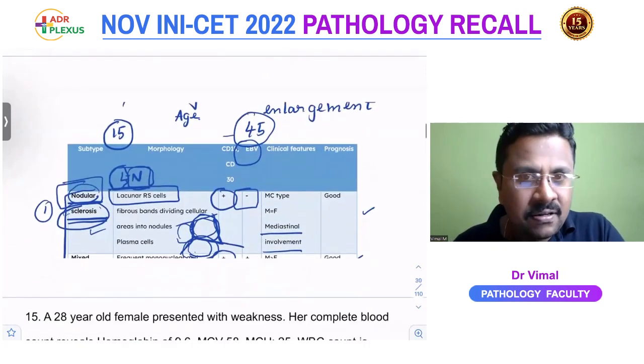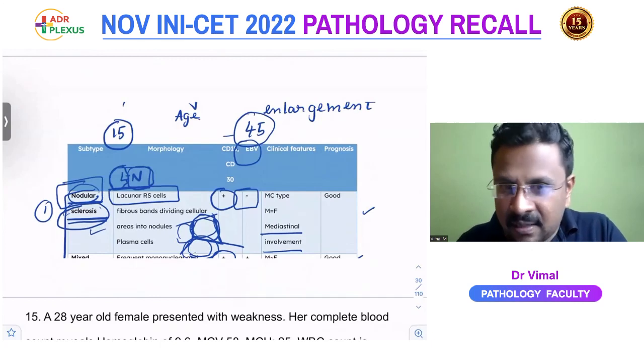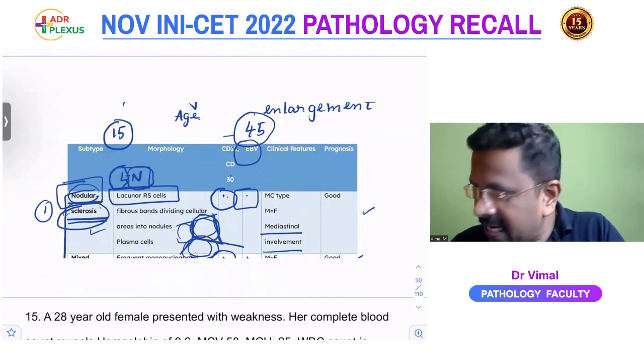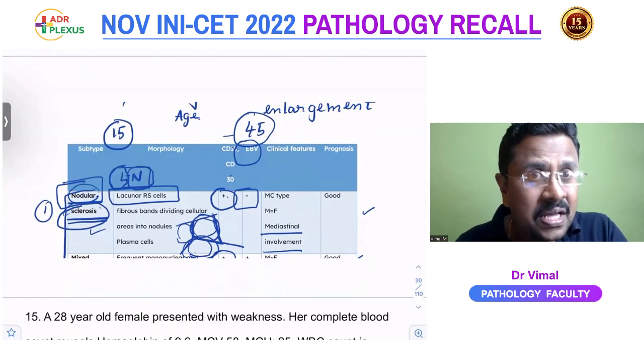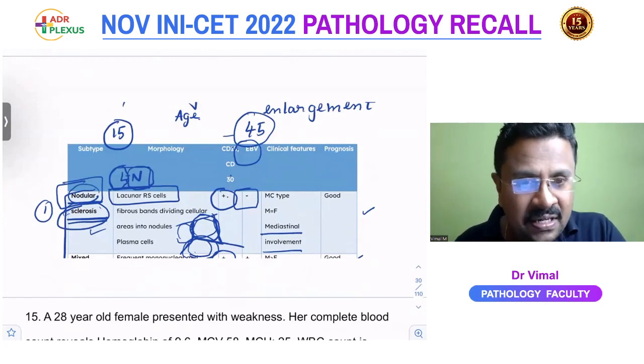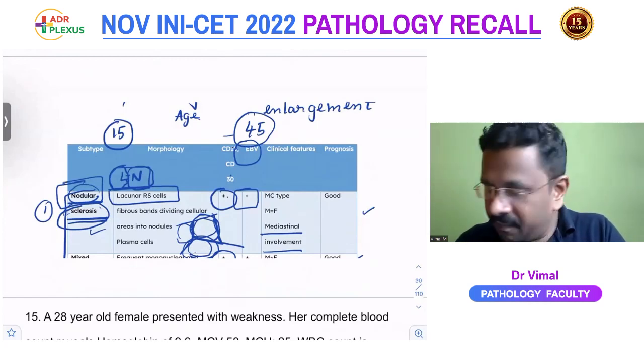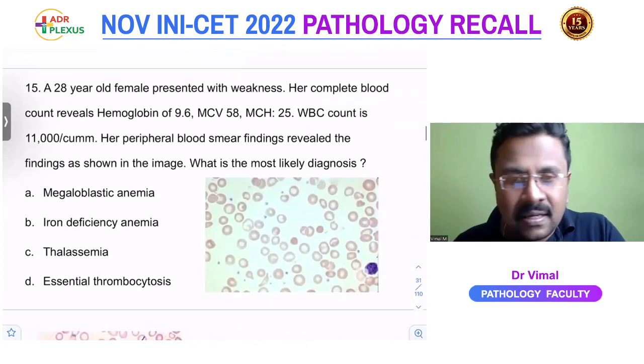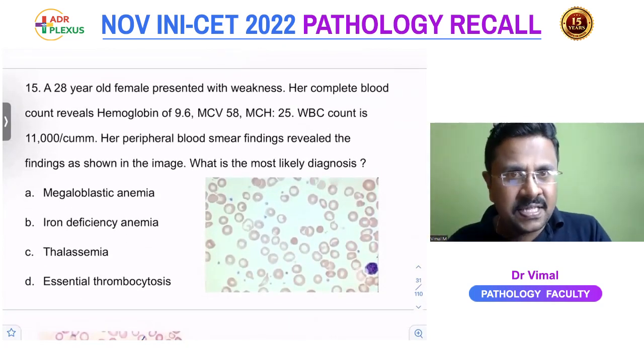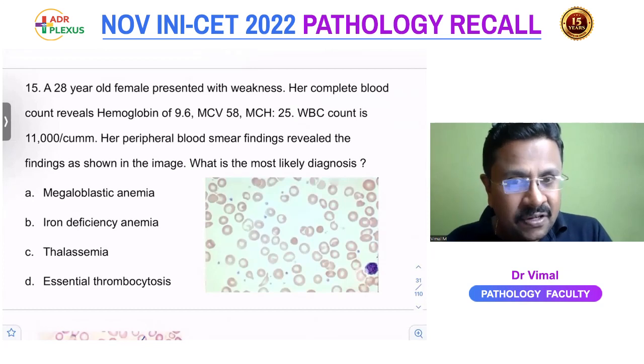Like this point also, we have discussed in our workbook. We have seen the CD15 and CD30 expression in different types of Hodgkin's lymphoma. So another very standard question, which was asked in the afternoon session.